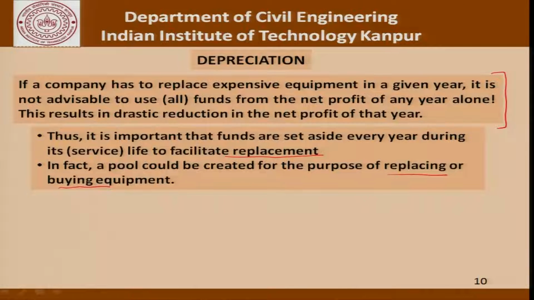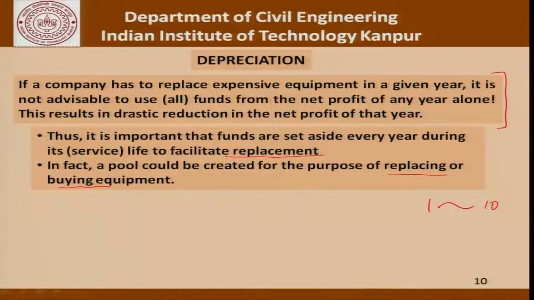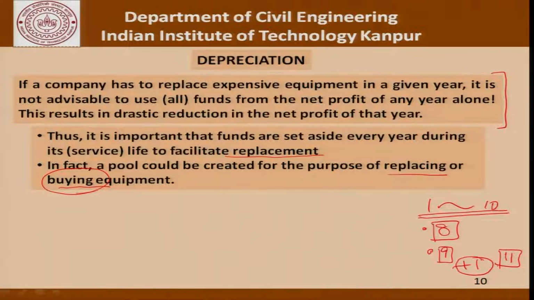There are two things being talked about here. One is replacing the equipment, that is, you already have an equipment base of, let us say, 1 to 10, and at a given point in time you find that equipment number 8 needs to be replaced. In the next year you might find equipment number 9 needs to be replaced, and so on. The buying of equipment refers to increasing this pool to an equipment, let us say, number 11. So, this is the thought process that we are talking about.